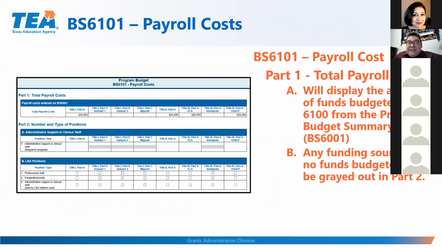And of course, usually the next schedule we do is payroll, 6101. Same thing applies if you have no monies budgeted under payroll for a specific funding source. Those columns will all be grayed out. You won't be able to go in and select the check boxes or select anything on here. The first line just shows you the amount that you budgeted on the 6001, so you can see how much you budgeted. So if there's a budgeted amount, we do need to complete Part 2.